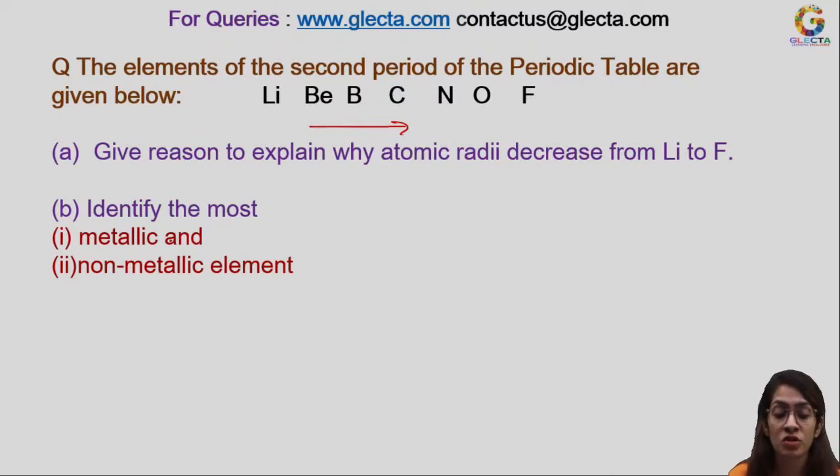Now identify the most metallic and the most non-metallic element. You know that metals are generally solids, whereas non-metals are generally solids and gases, and they are placed on the right hand side of the periodic table, whereas the metals are placed on the left hand side. So lithium would be the most metallic and fluorine would be the most non-metallic. Lithium would be the metallic element and the non-metallic element would be fluorine.